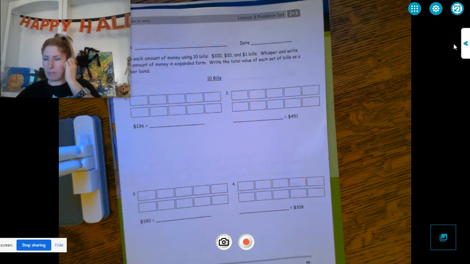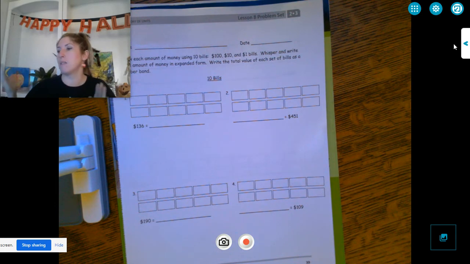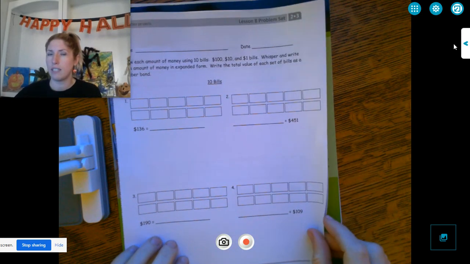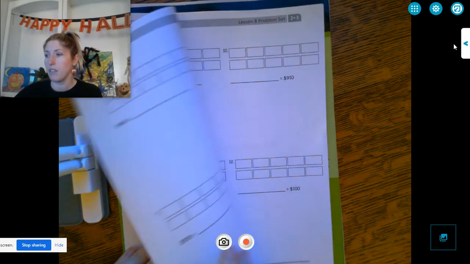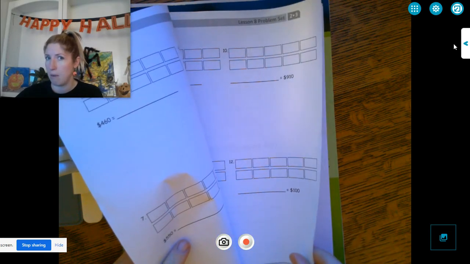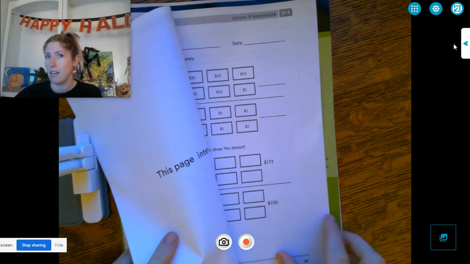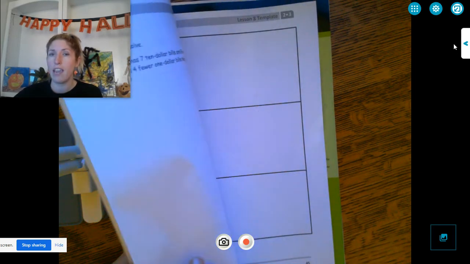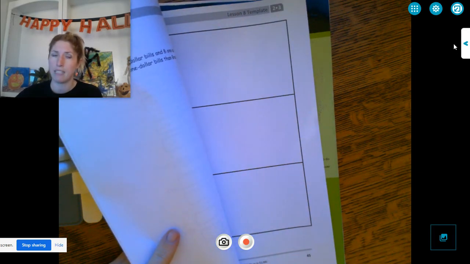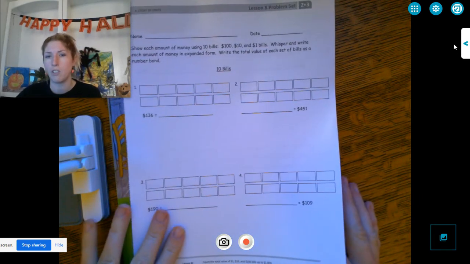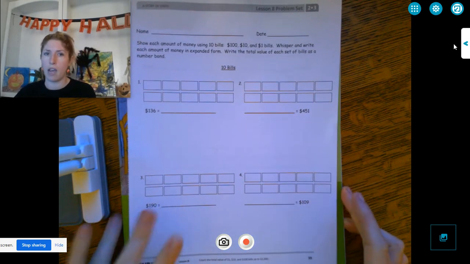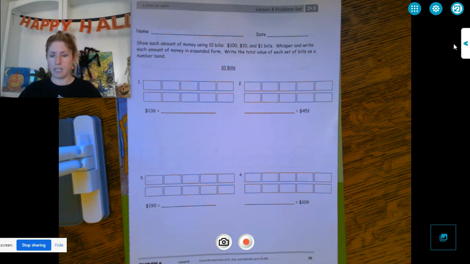Today, we are going to be ripping out quite a few pages, unless you're leaving them in your book. This lesson has quite a few pages. So you'll see there's a Lesson 8 problem set. There's another page that's Lesson 8 problem set. There's a Lesson 8 homework page, and there's a Lesson 8 template. So we're going to be using all of those pages today. So make sure that you get those out and put your name and the date.